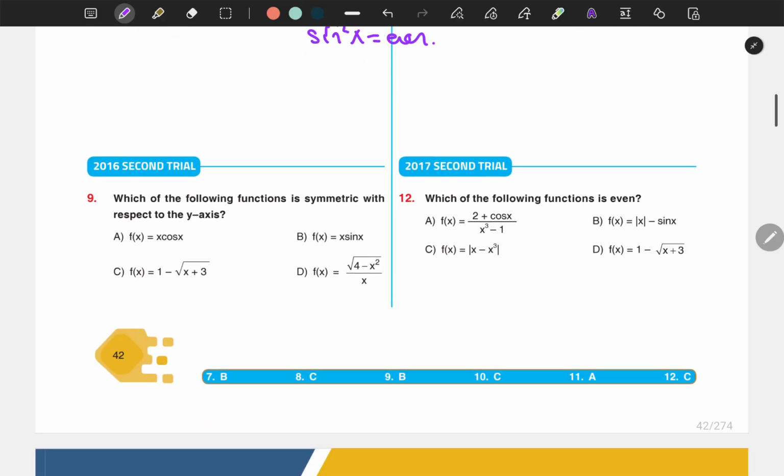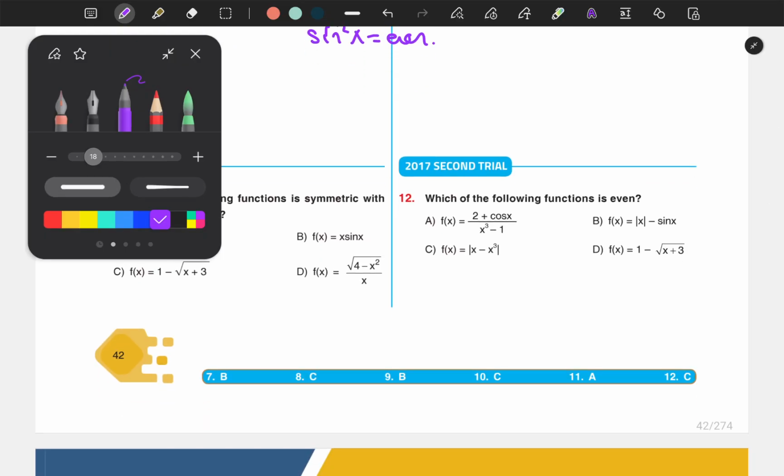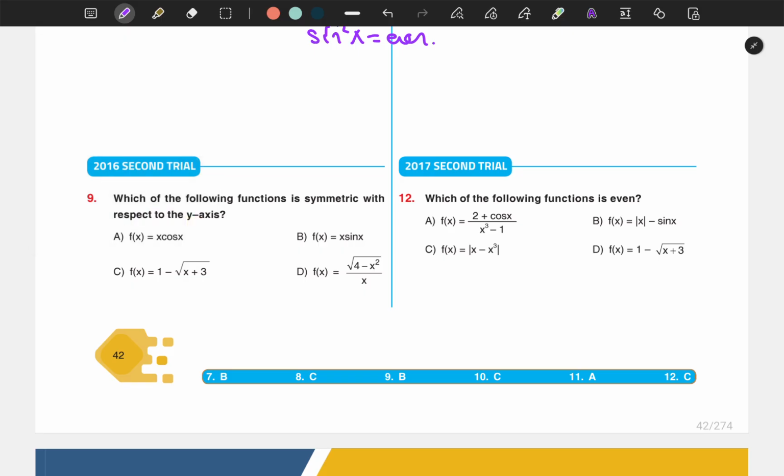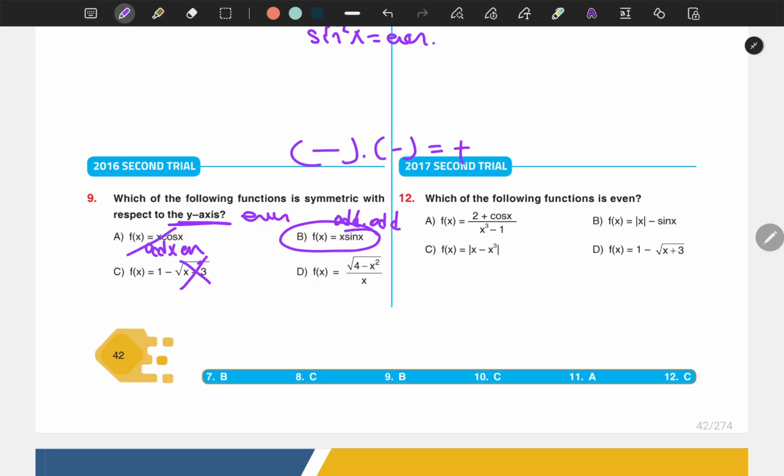Which of the following functions is symmetric with respect to the y-axis? Okay, that is, which is even. Guys, when you look here, this part is x plus odd plus even, it's neither, isn't it? Eliminated. X is odd, cosine is even, odd times even is odd, cancel. X is odd, sine is odd, odd times odd is always even. Do you know? Negative times negative will be positive.